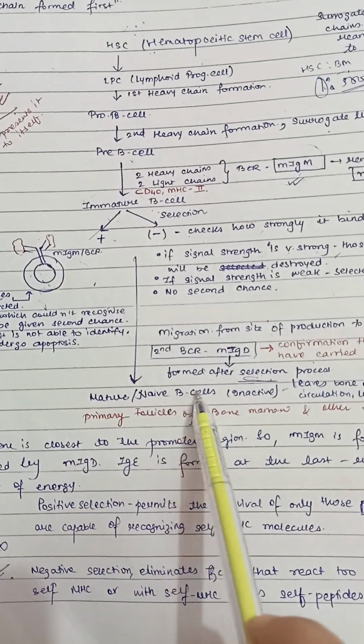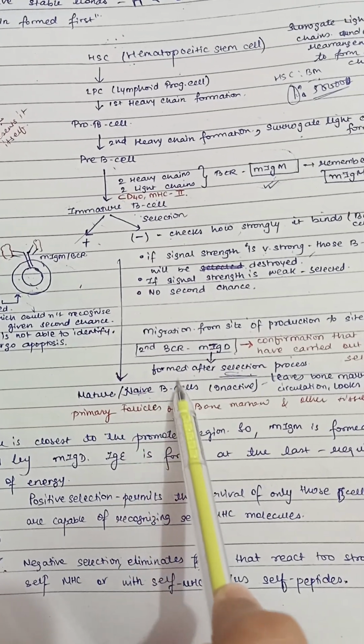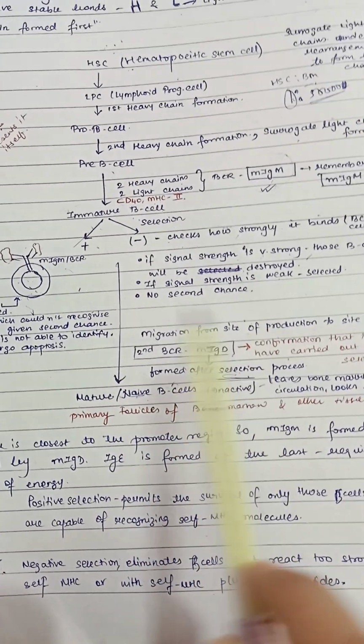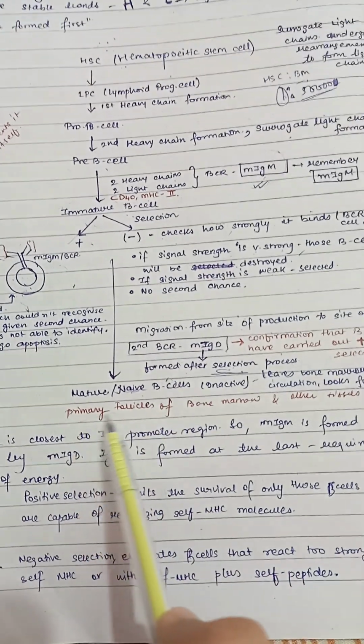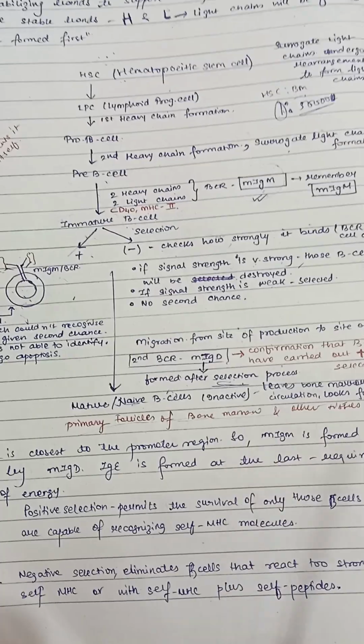What does naive mean over here? It means that these cells are still inactive. They have not encountered any pathogen as of now. They are going to reside in the primary follicles, bone marrow and other tissues.